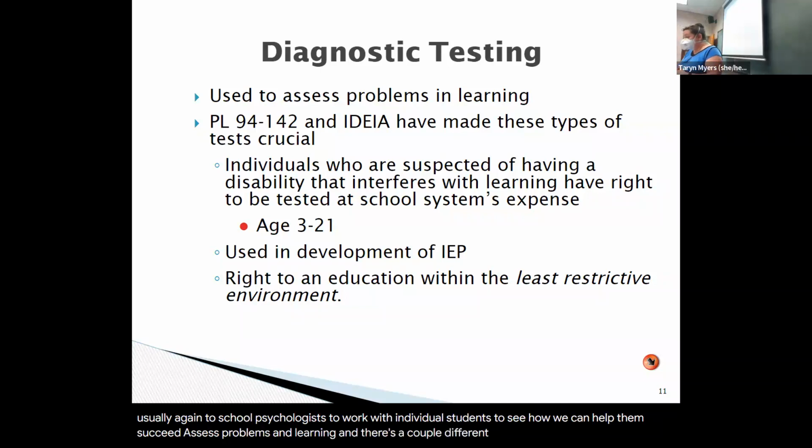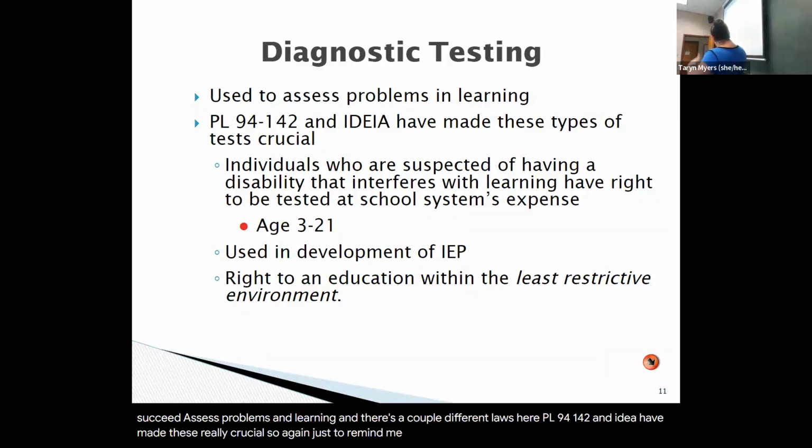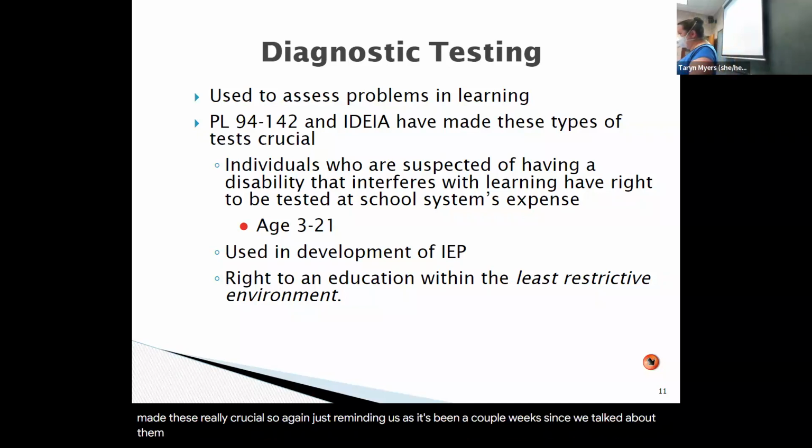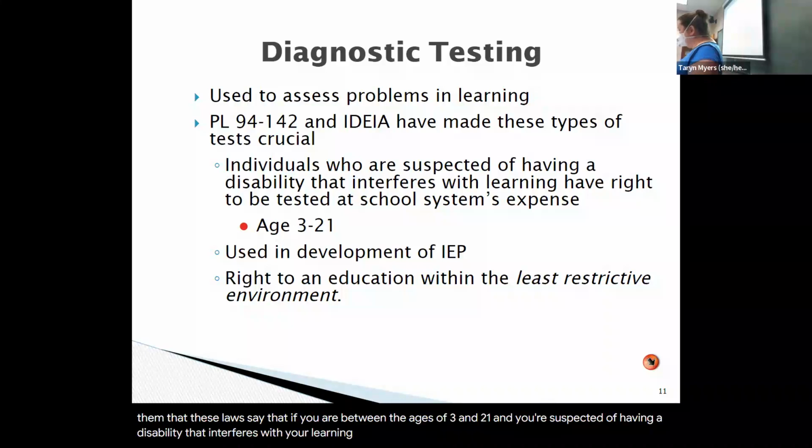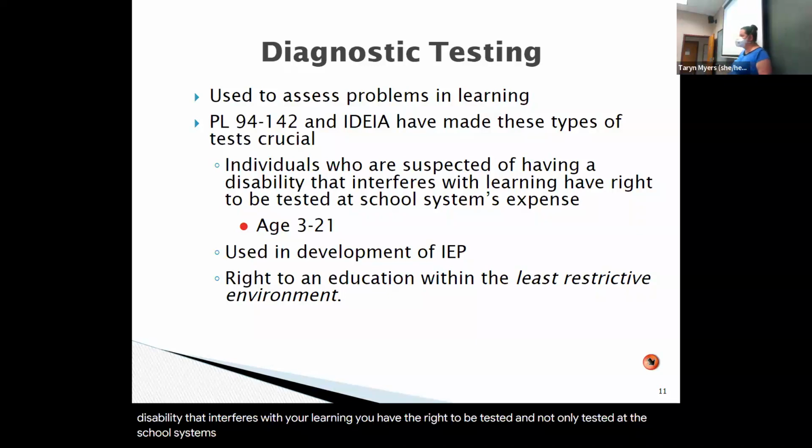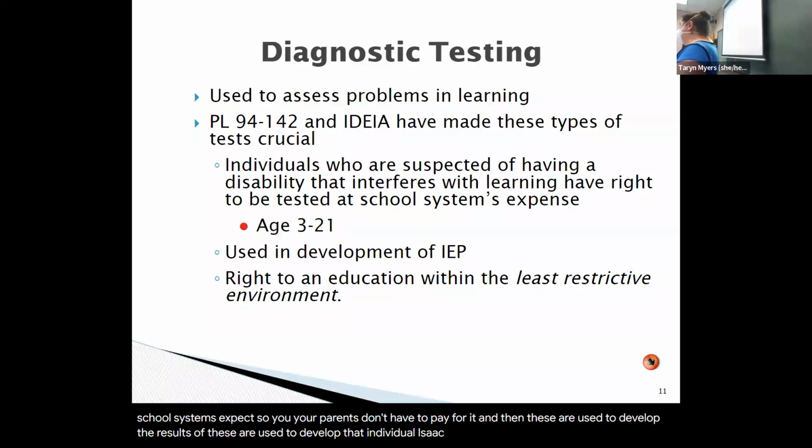And there's a couple different laws here, PL 94-142 and IDEA have made these really crucial. So again, just reminding us, because it's been a couple of weeks since we talked about them, that these laws say that if you are between the ages of 3 and 21 and you're suspected of having a disability that interferes with your learning, you have the right to be tested, and not only tested at the school system's expense. So your parents don't have to pay for it. And the results of these are used to develop that individualized education plan.